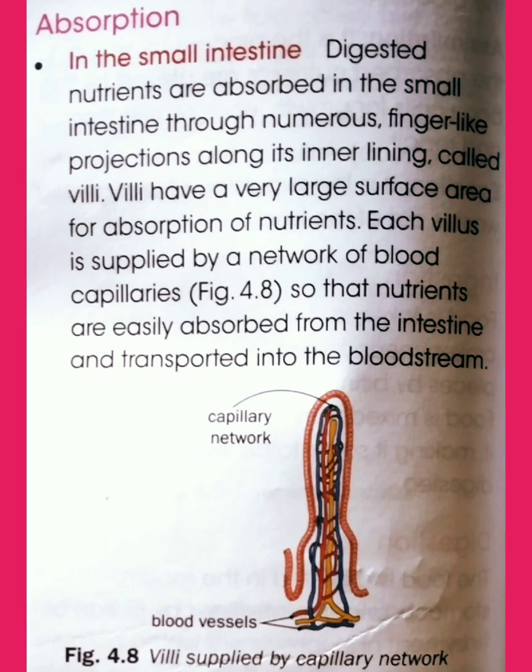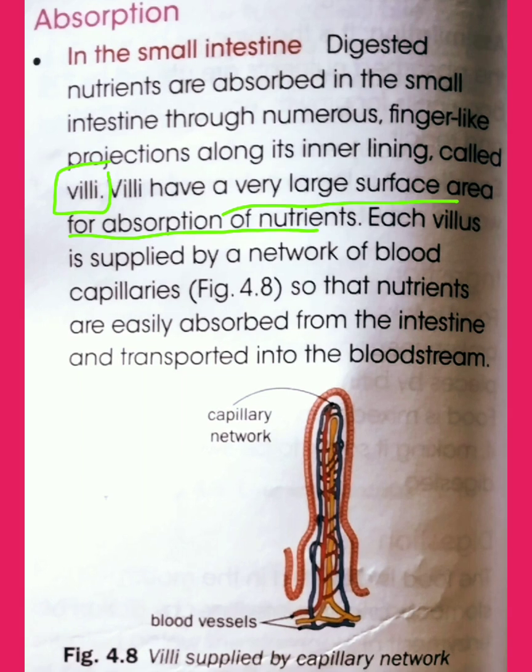So how does it work? The digested nutrients, we know, are absorbed in the small intestine. How? They are absorbed through numerous finger-like projections present in the inner lining of the small intestine called villi. So villi have a very large surface area for absorption of nutrients. You can see the structure of villi here.